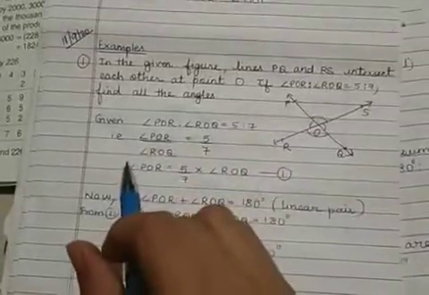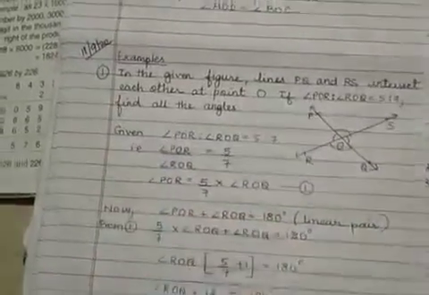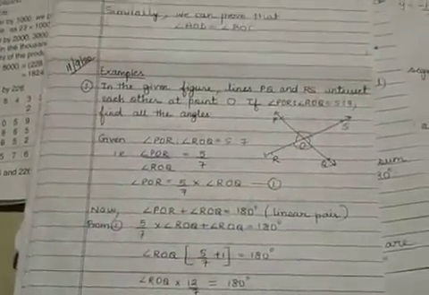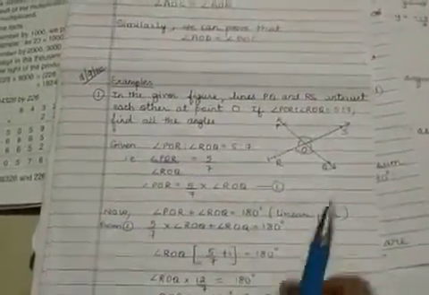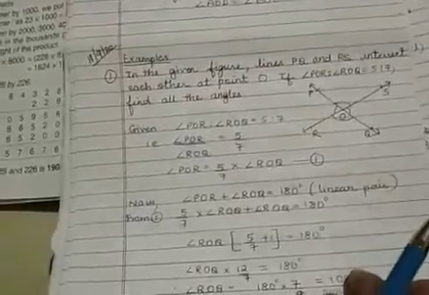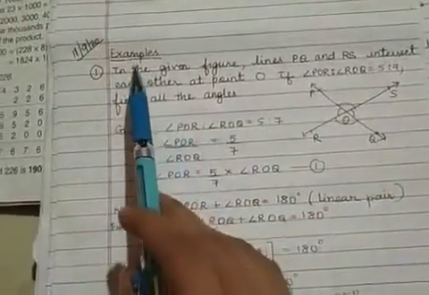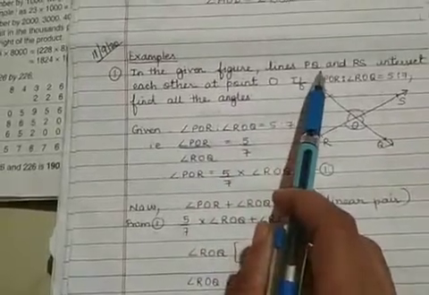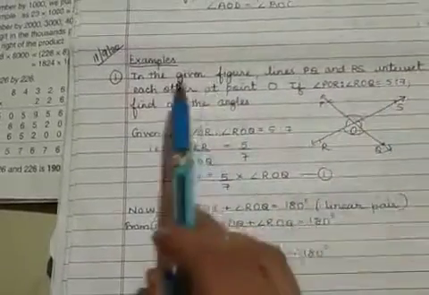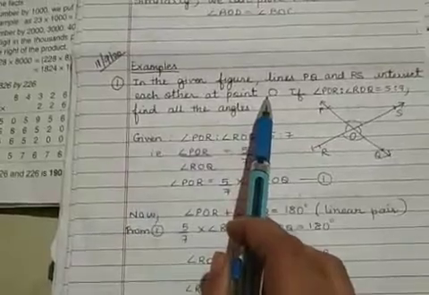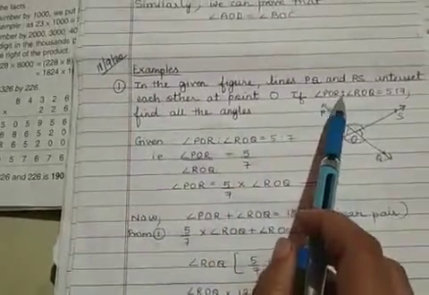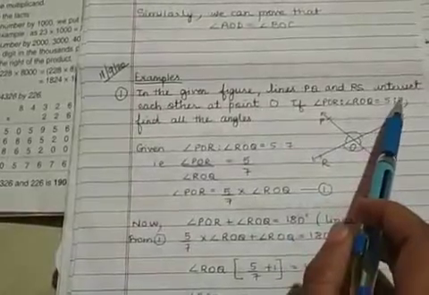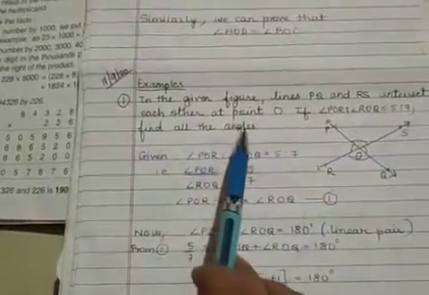In this video, let us solve some problems based on the axioms, that is the linear pair axiom and the theorem that we just saw in the previous video. The first example is, in the given figure, lines PQ and RS intersect each other at point O. If angles POR and ROQ are in the ratio 5:7, find all the angles.